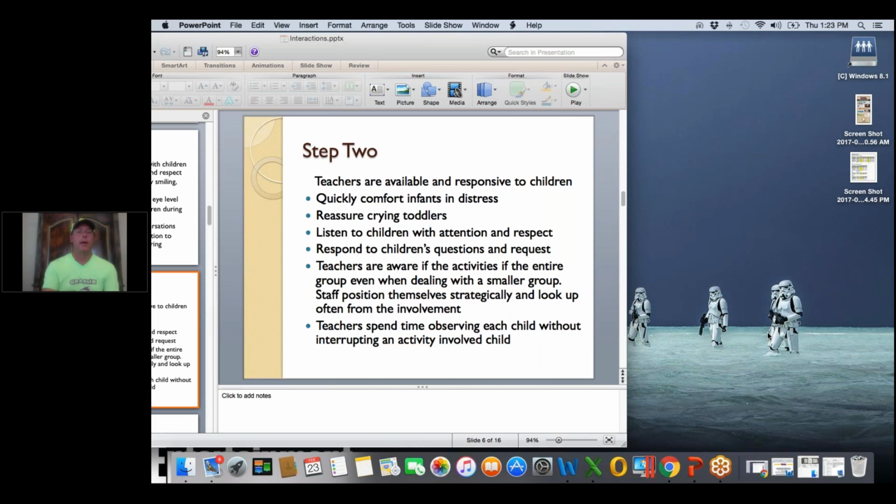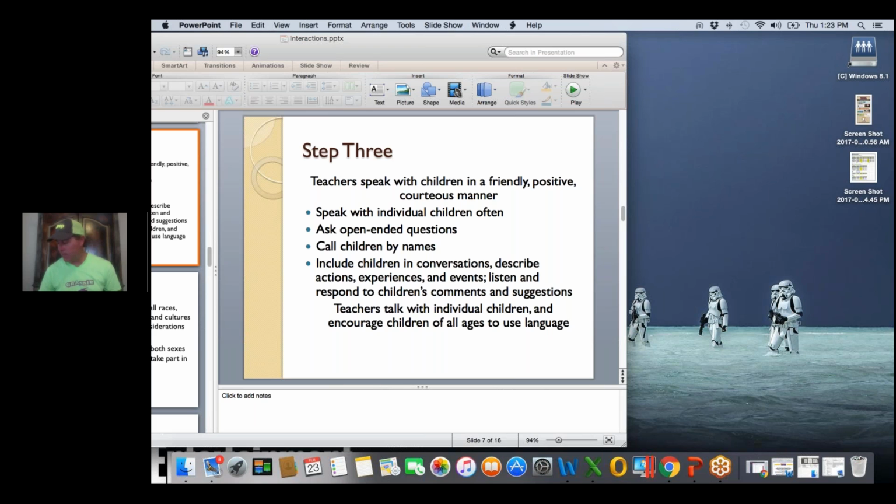All right. Moving on right here, we'll go on to step number 3. When we talk about communicating with young children, teachers speak to children in a friendly, positive, courteous manner. Now, I know that you get stressed out sometimes. I know that you get frustrated. I know that you wake up on the wrong side of the bed. We're human. All of those things are going to happen.